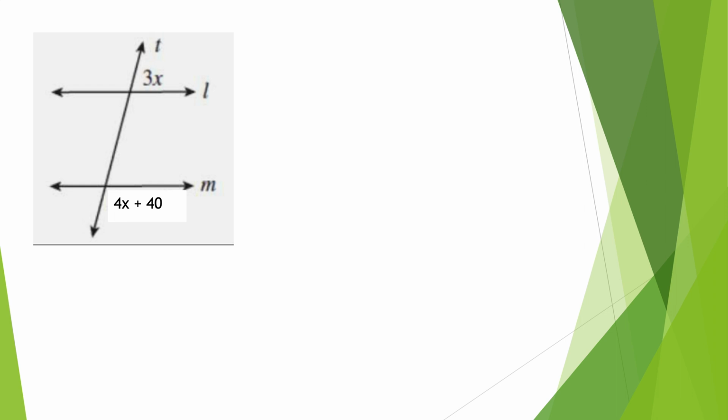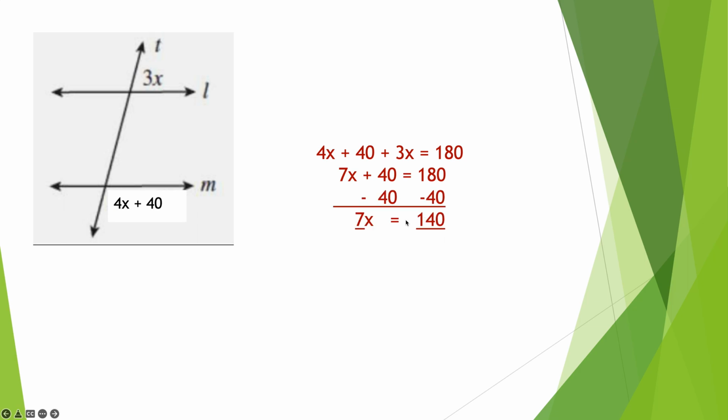So here I'm looking at a few different ways to look at this. First off, they're not alternate exterior, okay? And I can look at them and see one is obtuse and one is acute, so they must add up to 180. Same side, same operation. 7x plus 40 is 180. Subtracting 40, 7x is 140. Dividing by 7, x is 20.